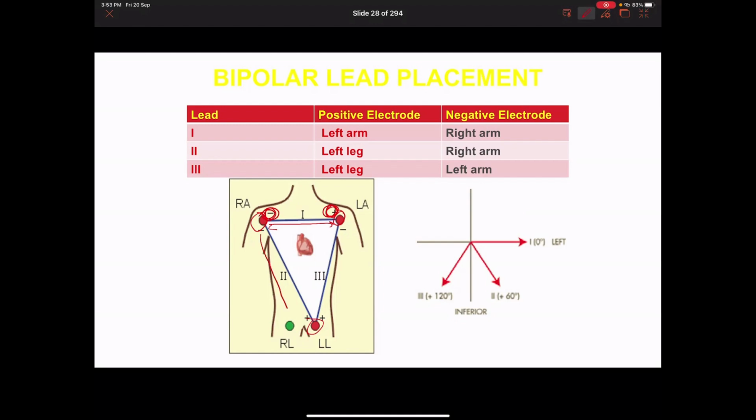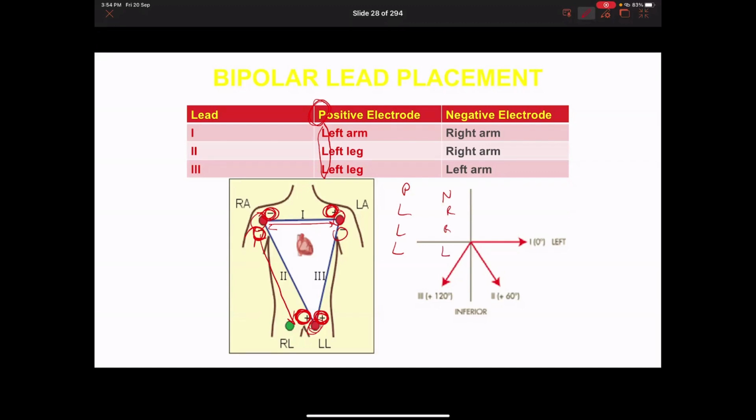For lead 2, the positive is placed on the left leg. So this is the positive end, this is the negative end. And for lead 3, the positive is also on the left leg. So this is the positive end, this is the negative end. How I remember this is that positive is always on the left side, and negative is on the right arm and left arm. So positive is PLL, and then NRRL.